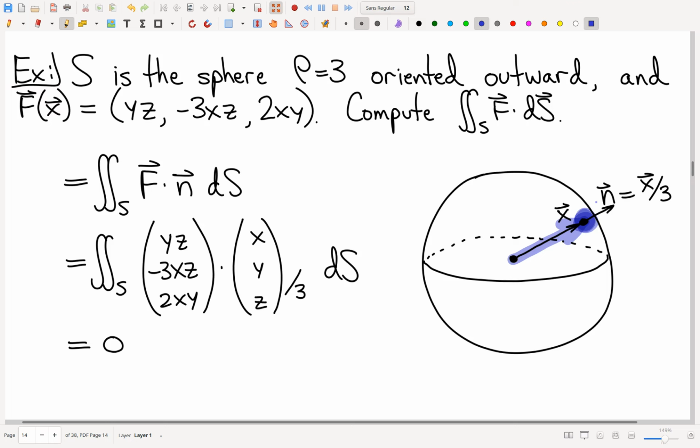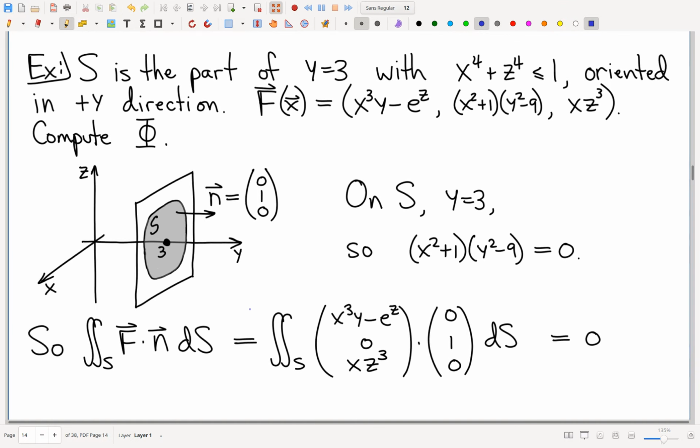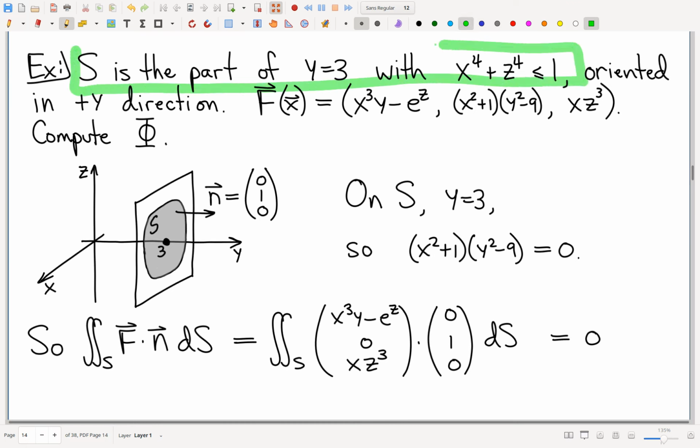All right, so neat trick. Look for geometric good fortune like that. Here's another example. Different geometric convenience here. Here we have a pretty weird looking surface. Kind of scared of this inequality here. It's quadratic. I don't like that. Right? I could parameterize it.